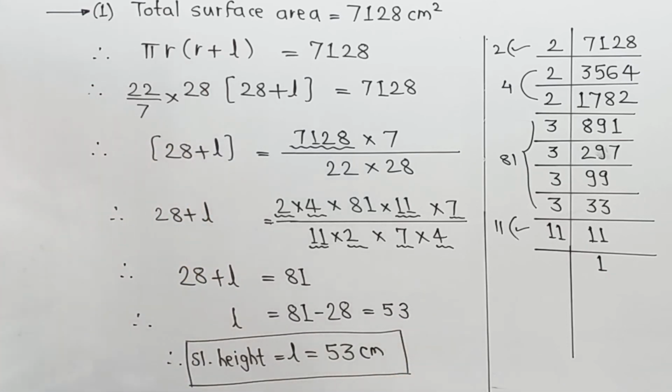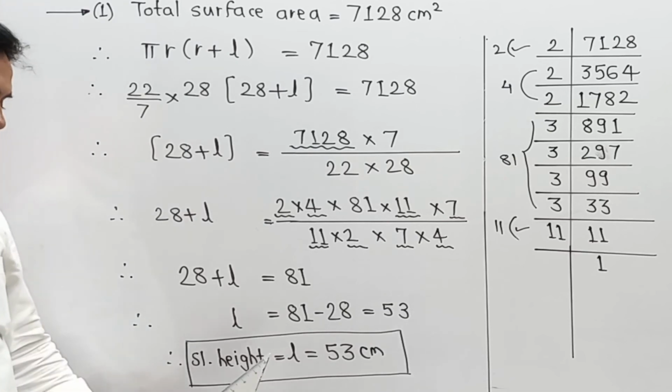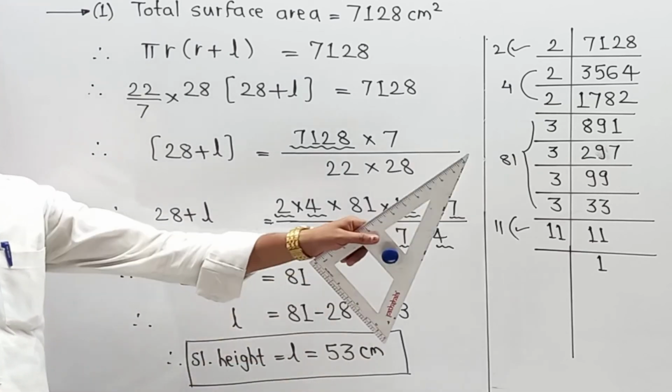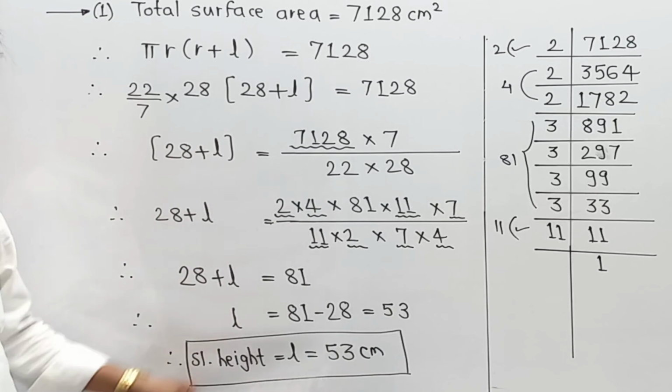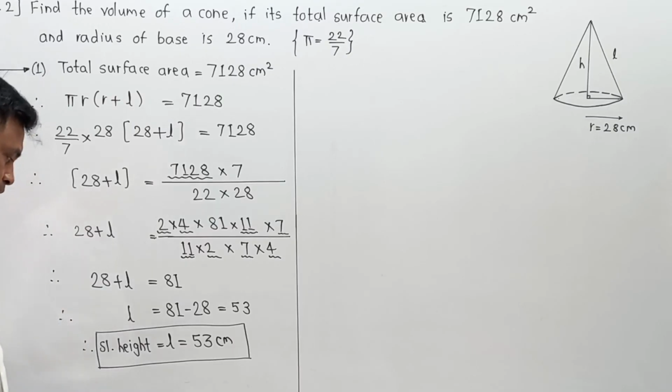And in this way, we have completed the first part, that is slant height L is 53 centimeter. Now with the help of slant height, we have to do the rest of the calculation. Up to this step, try to understand because this numerical is longer in length. Now as we are able to get the slant height, L is 53 centimeter. Now our second target: we know the base radius, so we have to calculate the vertical height.